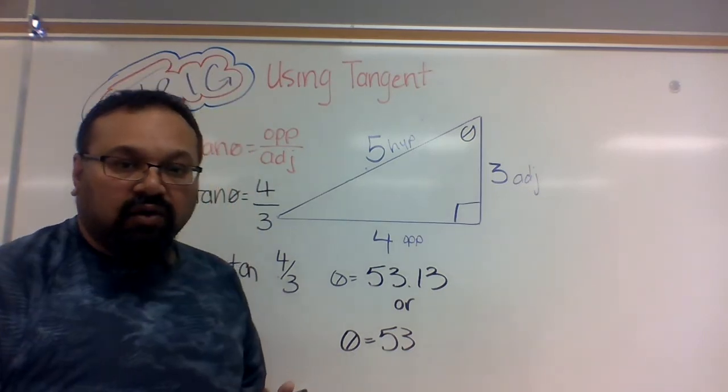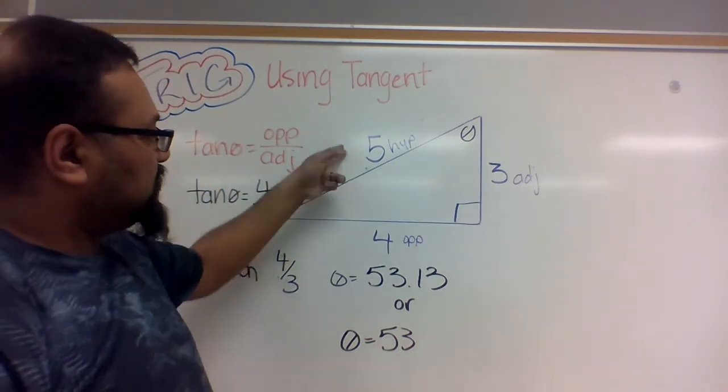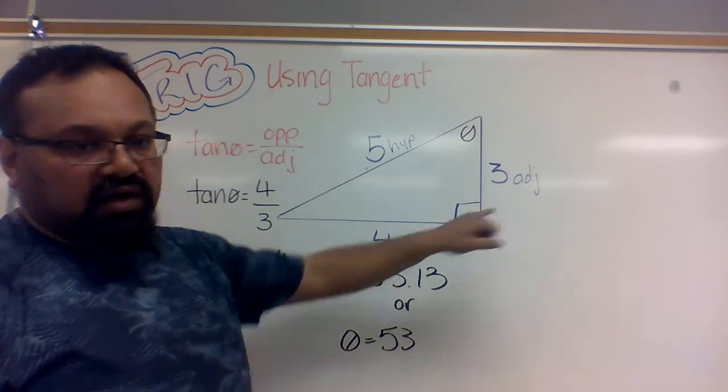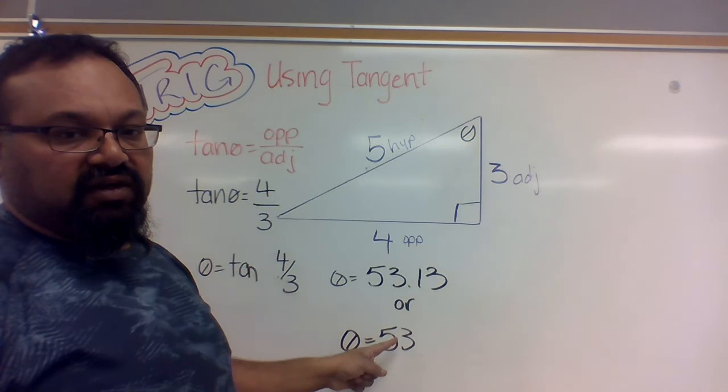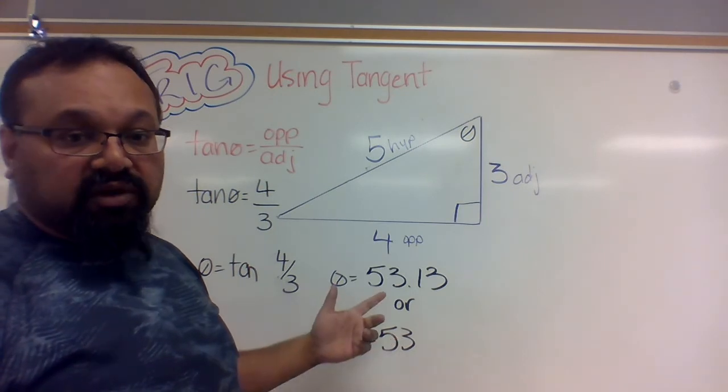So now we know that according to these measurements, with the hypotenuse at 5, the opposite at 4, and the adjacent at 3, the angle theta is going to be 53 degrees. And that's pretty much it.